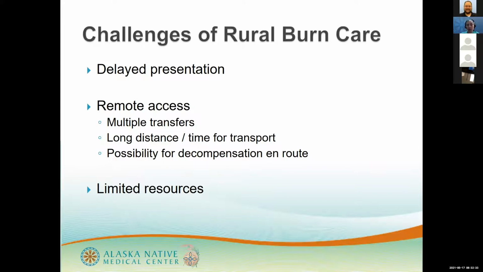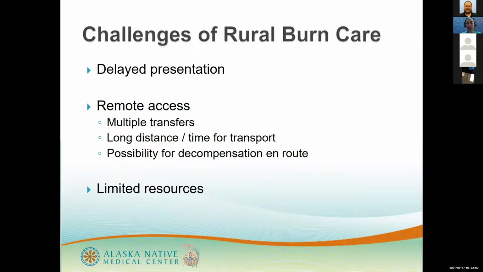So what happens with rural burn care? Well, we're all familiar with some of the challenges in Alaska. Often these patients will be a delayed presentation, either because it's hard to locate the patient or hard to get the patient to an area of care. With remote access, there's usually multiple transfers, long time for transport as they cross those really extreme distances. And then there's possibility for decompensation en route.